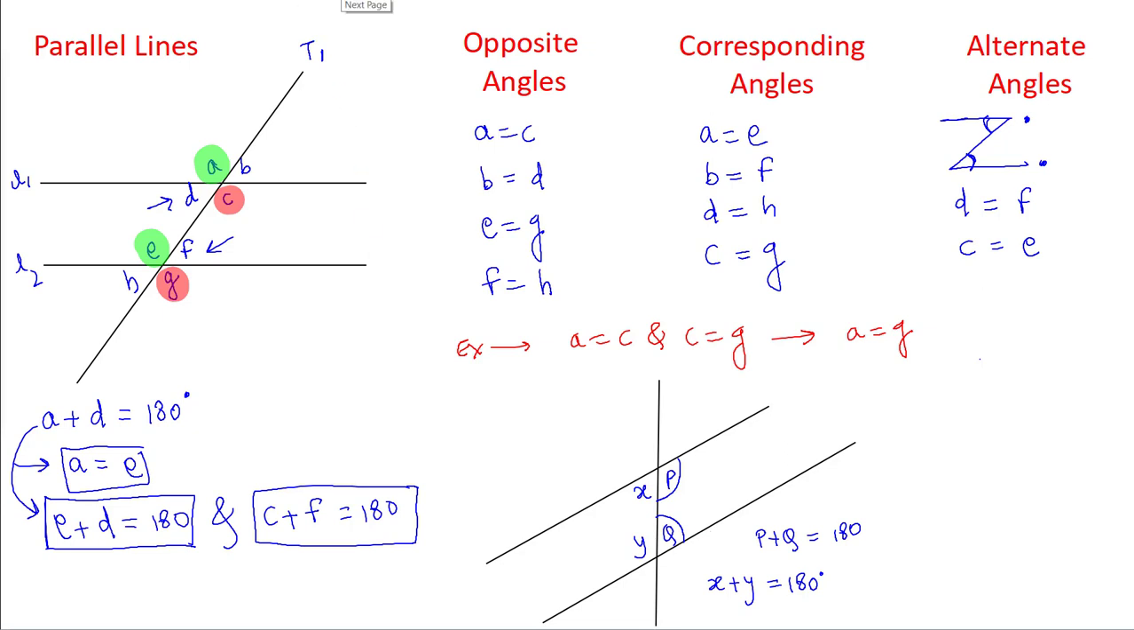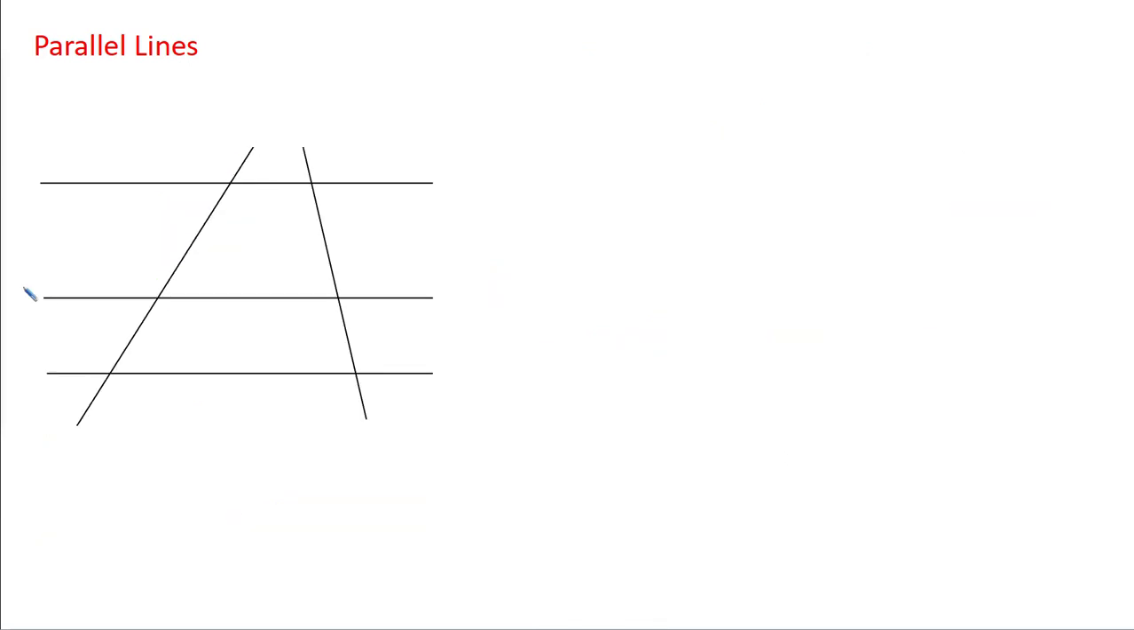Let's have a look at that property. Let's say there are three parallel lines, L1, L2, L3, and T1 and T2 are two transversals. Now these three parallel lines cut these two transversals such that the lengths of the line segments formed on transversal T1 are a and b, and on transversal T2 are, let's say, c and d.